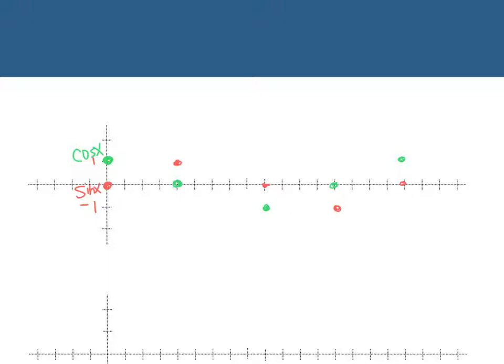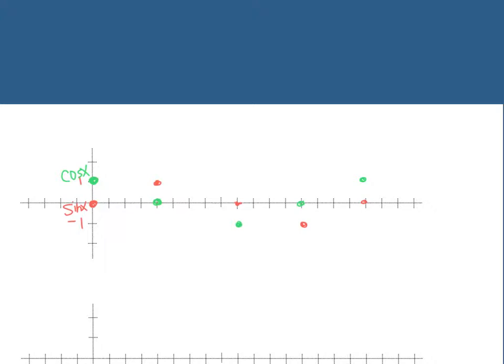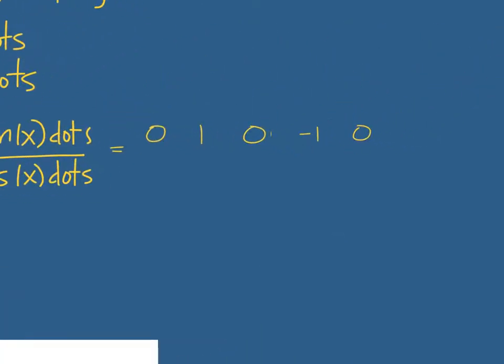And so the first cosine dot is what? 1. Okay, second one is? 0. And then, okay, so let's list those in order. The first cosine dot is 1. The second one is 0. The next one is -1, and then 0 and 1.